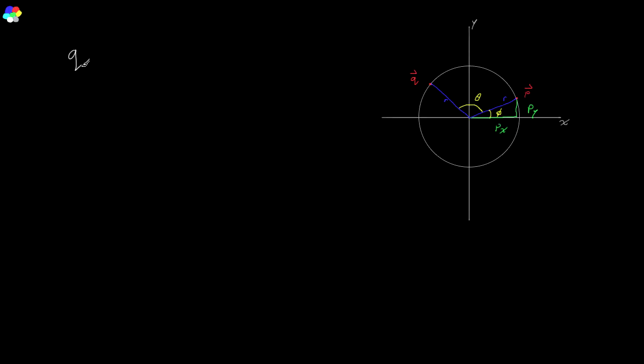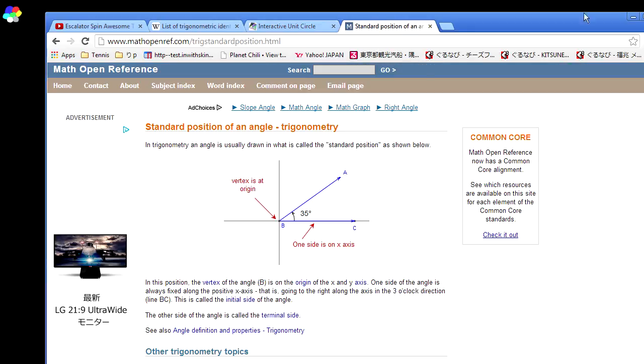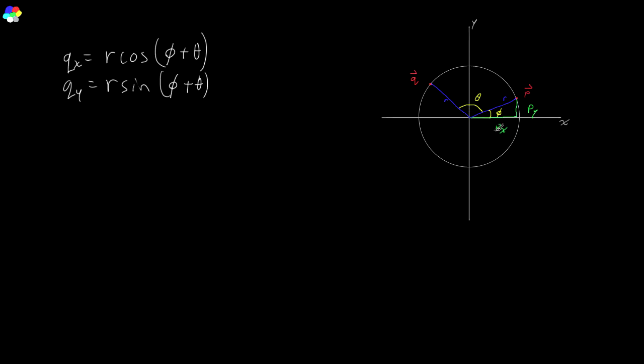So, we can say QX is equal to R cosine, and it's theta plus phi. Or is it phi plus theta? I'm going to say phi plus theta. And again, QY is equal to R times sine phi plus theta. Now, phi is the angle that our original point makes with the standard position of an angle, the angle it makes with the positive x-axis.